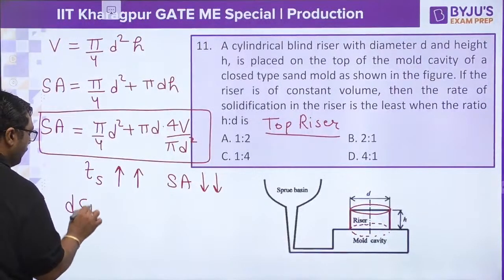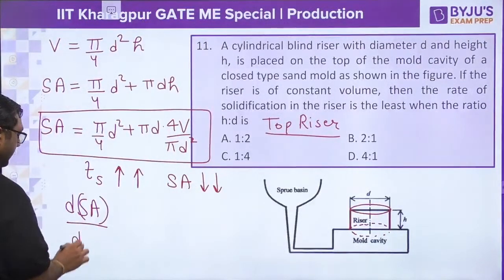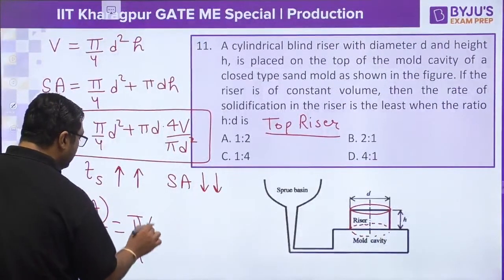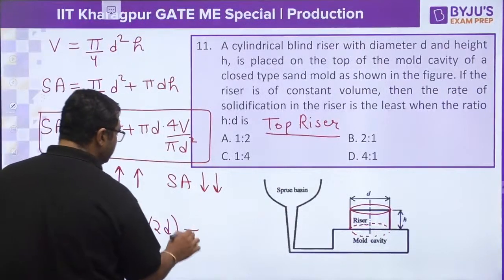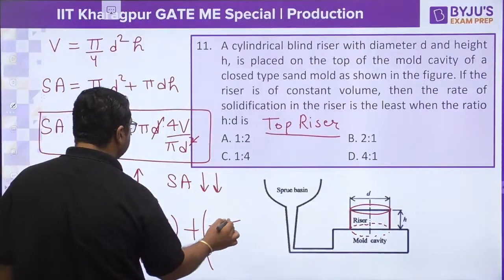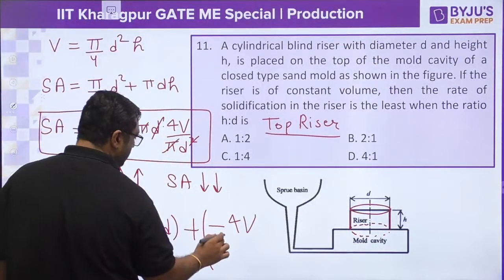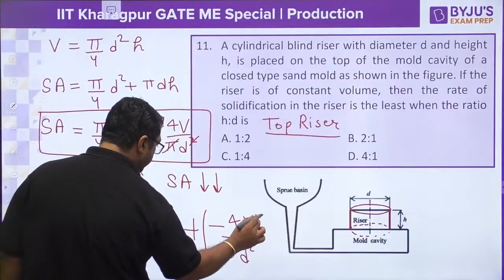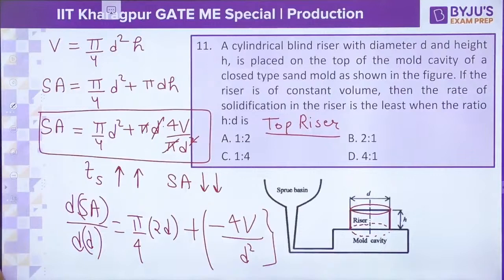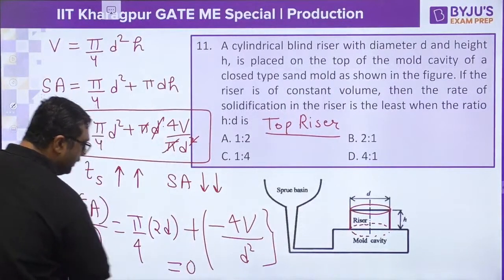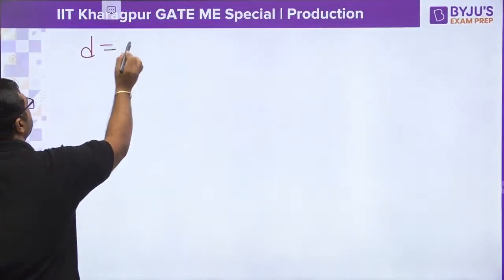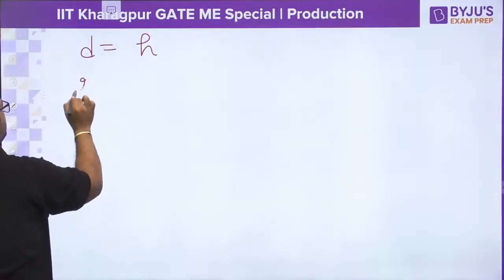So when you differentiate the surface area with respect to d, you will get π/4 into 2 times d, and the πd terms have already been cancelled out, it is coming out to be minus 4V/d². And when you set it equal to 0, then my dear, you will get diameter equal to height. So it is going to be 2r.